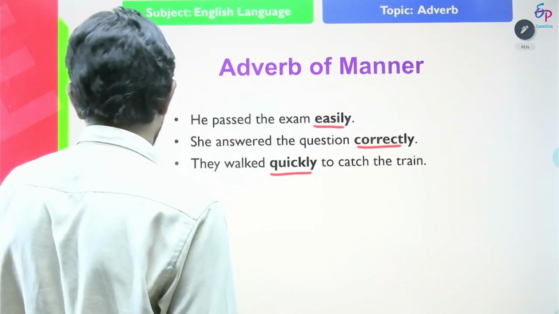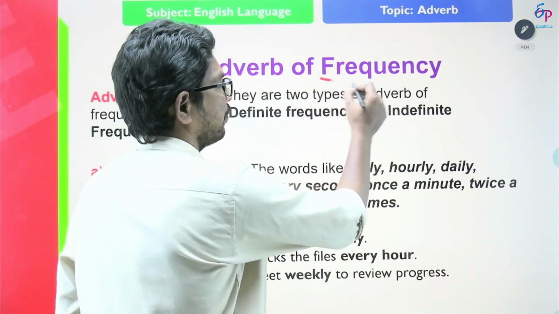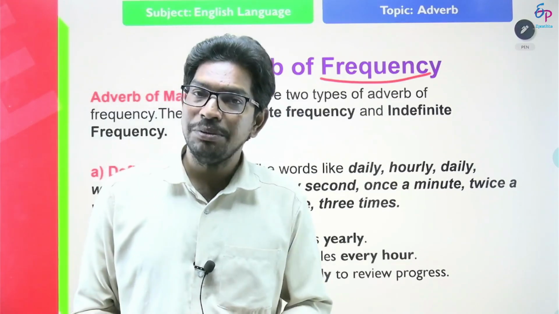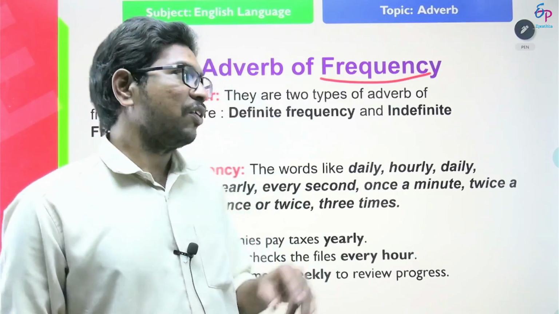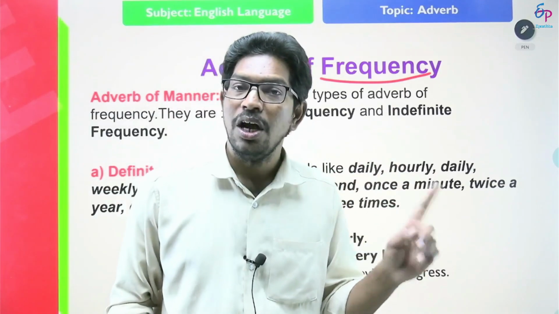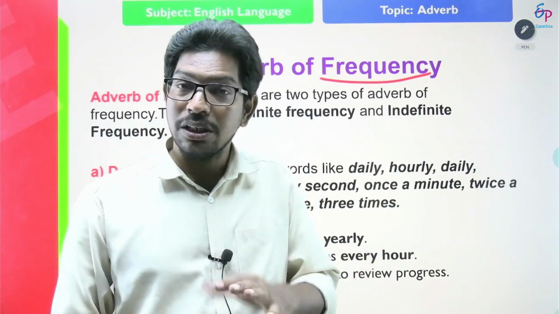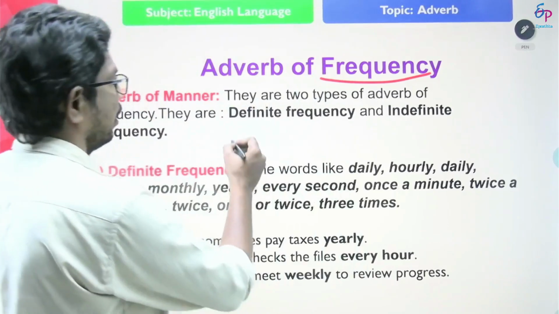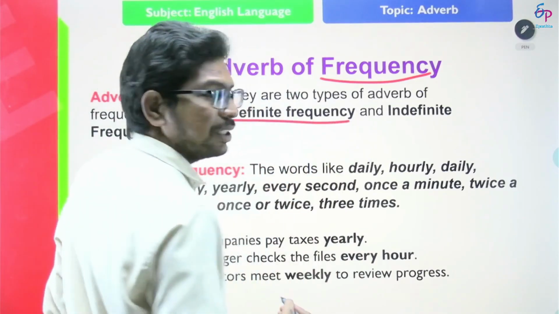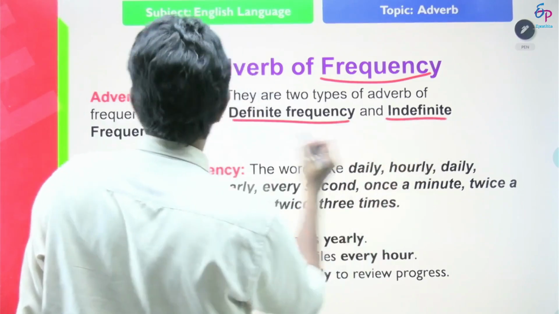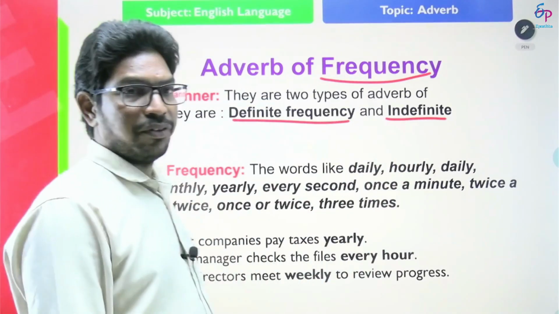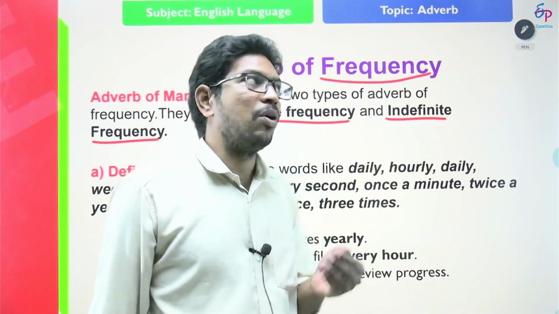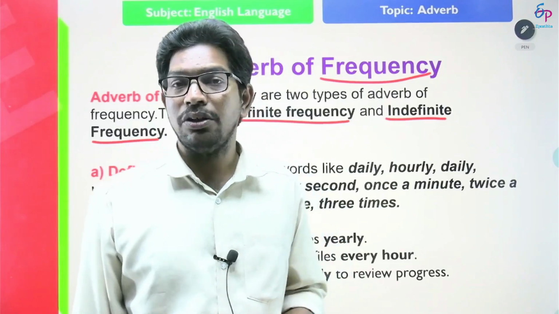So let us discuss adverb of frequency. Adverb of frequency tells us how many times the action occurs or occurred. There are two types of adverbs of frequency. They are definite frequency and indefinite frequency. So what do they do? They tell us how many times the action occurs or occurred.